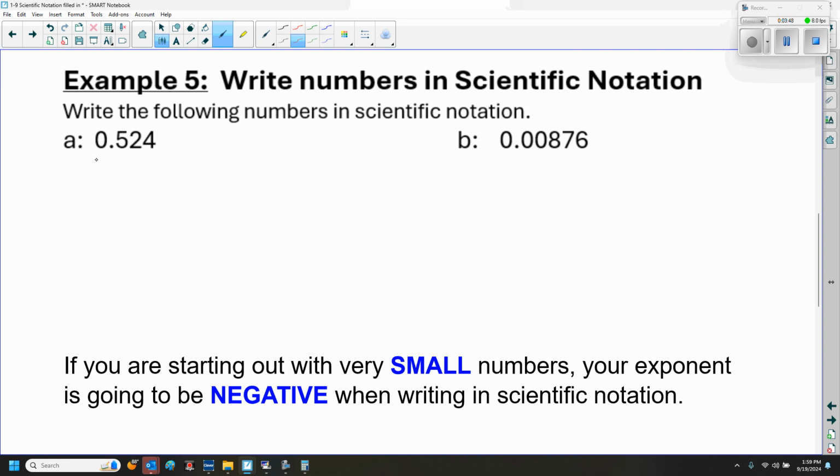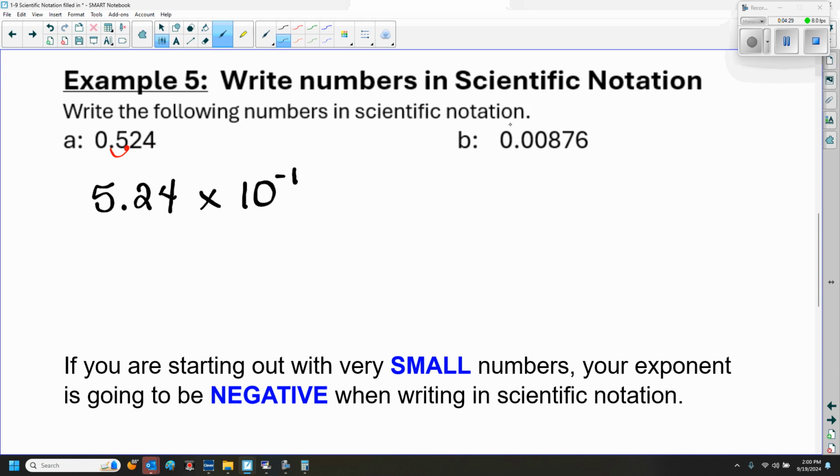Right now, there's the decimal. And we want to move the decimal so that my first something is greater than or equal to 1 and less than 10. So we're going to move that decimal to right there. So our first something is 5.24. And then it's always times 10, and for the exponent, we move the decimal 1 time, so that's going to be times 10 to the negative 1. Okay?